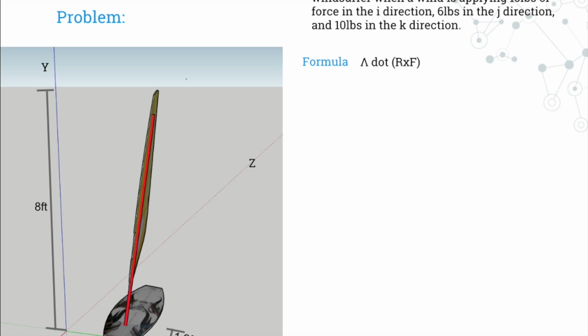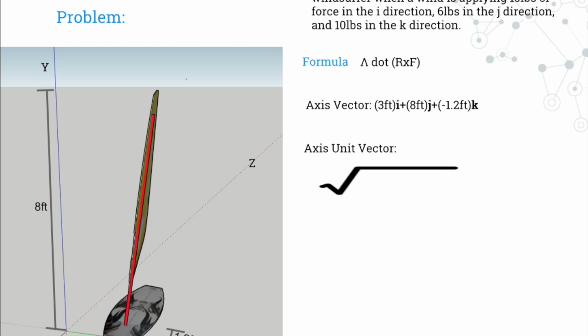So our measurement vector will be 3 feet in the I direction, 8 feet in the J direction, and negative 1.2 feet in the K direction. I representing the x-axis, J representing the y-axis, and K representing the z-axis. While we're looking at the axis vector, we might as well find the unit vector, which is this Greek letter right here.